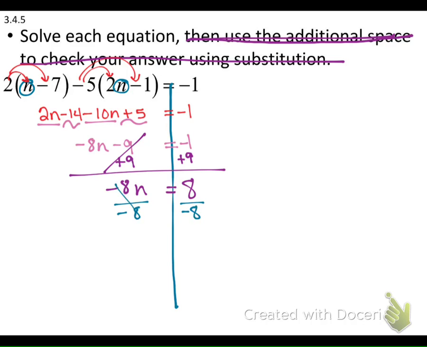Would you rather have a negative amount of money or a positive amount of money? Yeah, right? So it is very different. What's 8 divided by -8? -1. You're doing so good with your negatives and positives.